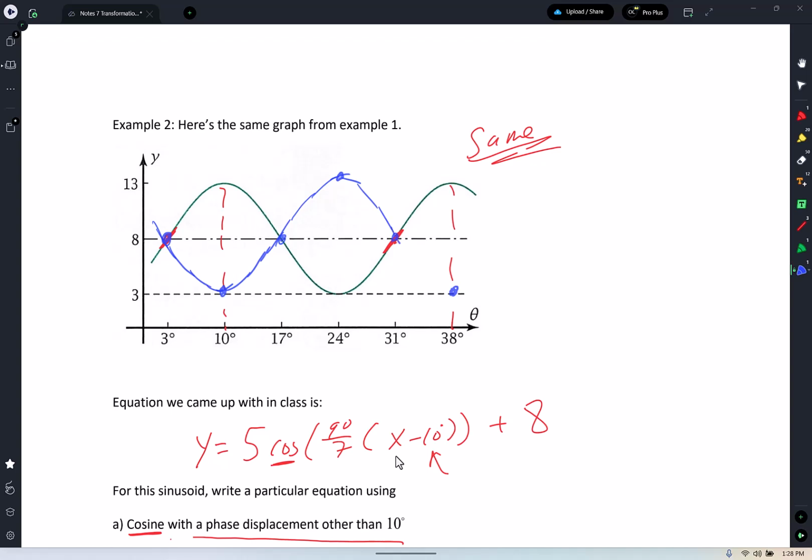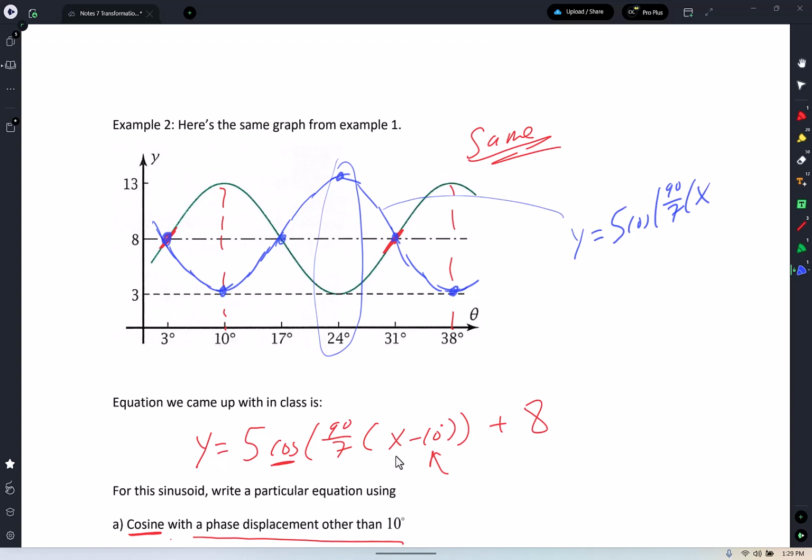Do you guys see that graph in blue there? If I were to ask you, give me the graph in blue, and I want you to use cosine, you would say, okay, I have a peak here at 24 degrees, and I'm using cosine. So y equals, and then you would say everything's the same. The frequency's the same, the amplitude's the same, like everything's the same. So you would go y equals 5 cosine 90 over 7 x.